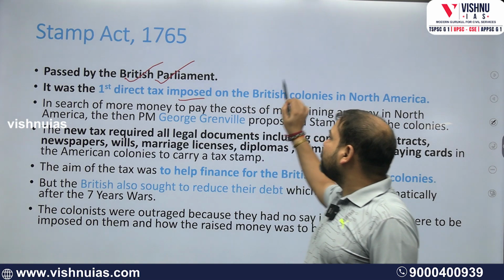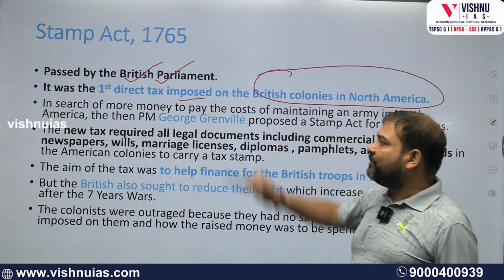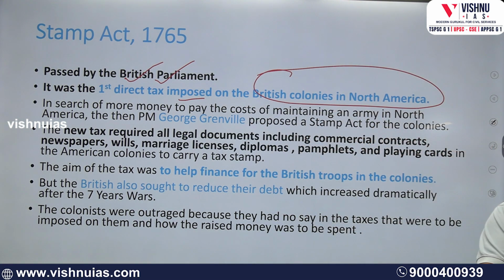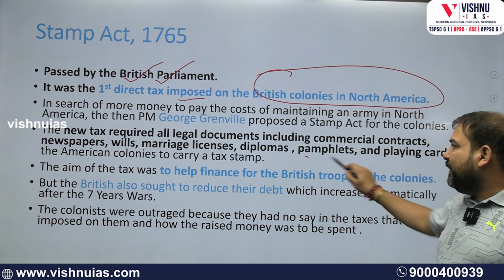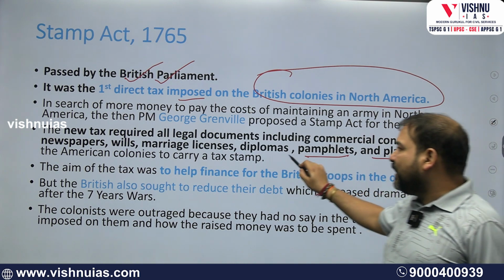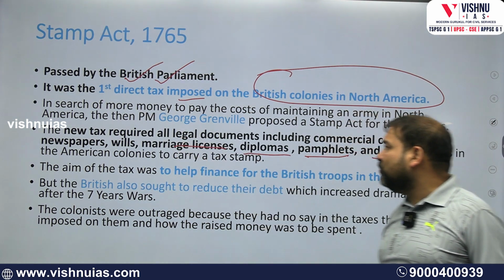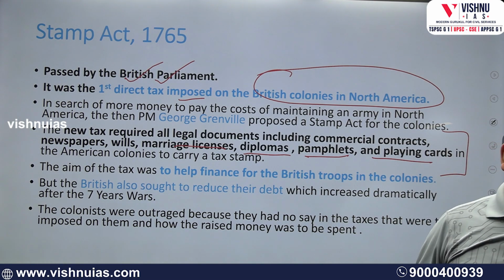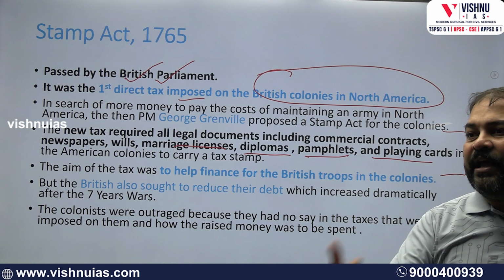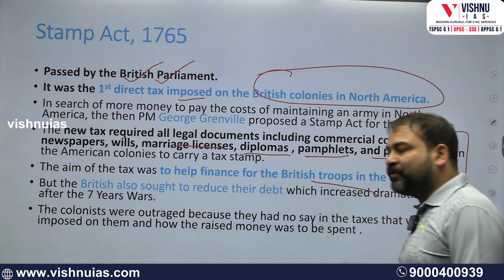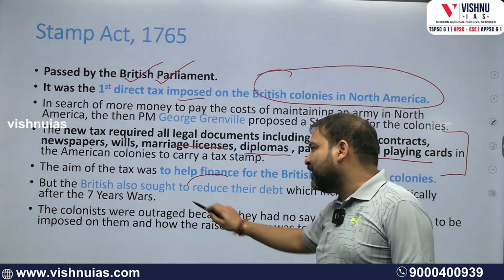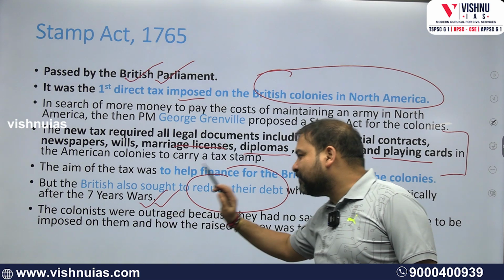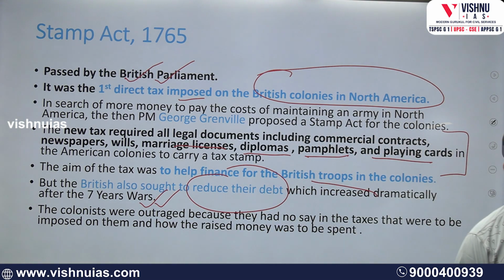This is the first act imposed on these North Americans, the first direct tax. No need to know exactly what it is, but any diploma, any pamphlet, any license, any marriage license, will, newspaper, everything would have one stamp. Whatever money comes out of this will help the British troops, because they had taken a lot of debt during this Seven Years' War.